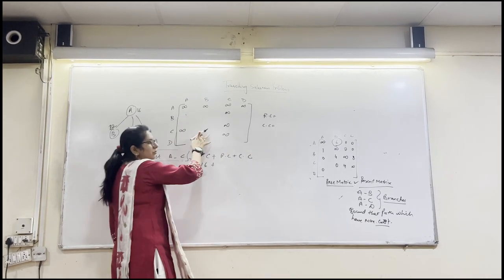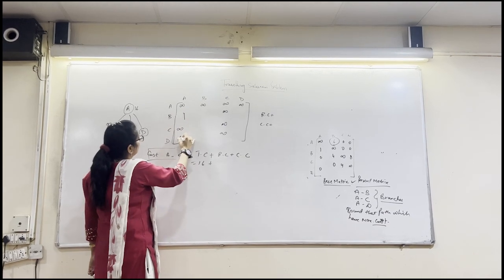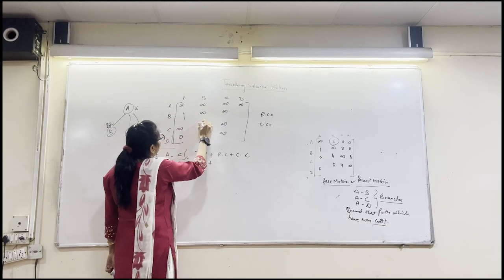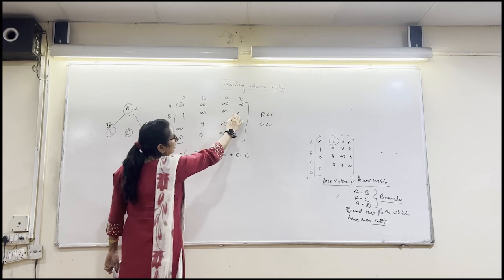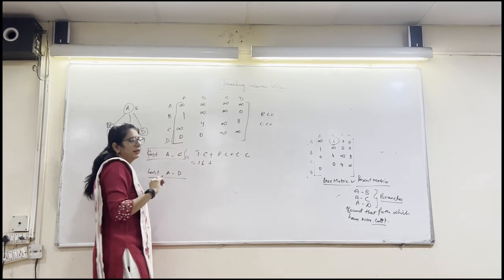Now complete this matrix from the previous one. Like here is 1 and 0. Then there is infinity, 4 and 0. And in the D row there is 0, 8 and infinity. The matrix will be completed.